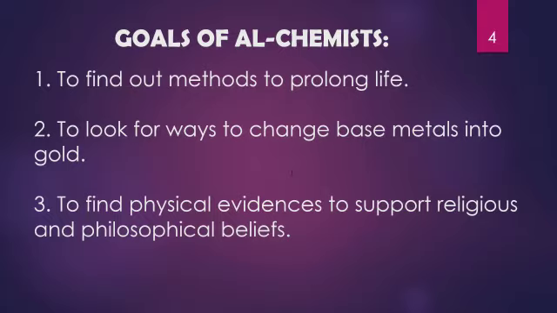And there was also another goal, and that was to find physical evidences to support religious and philosophical beliefs. Evidence means proof. So they also tried to find proofs to support their different religious beliefs and different philosophies of that time. So there were three main goals of alchemists, but unfortunately they failed to achieve these goals. But still, they provided us a basis of modern chemistry.